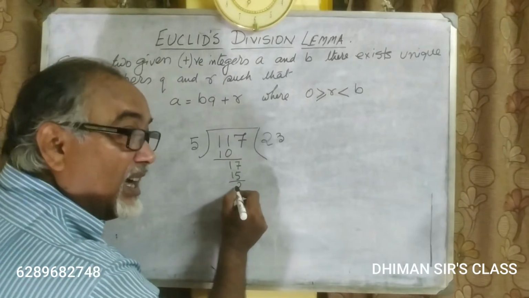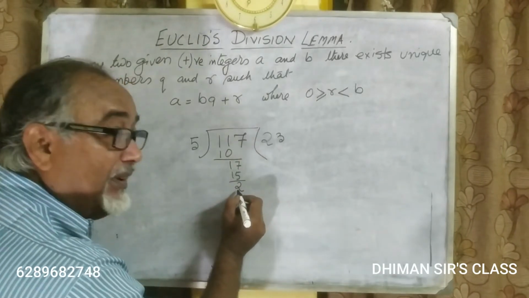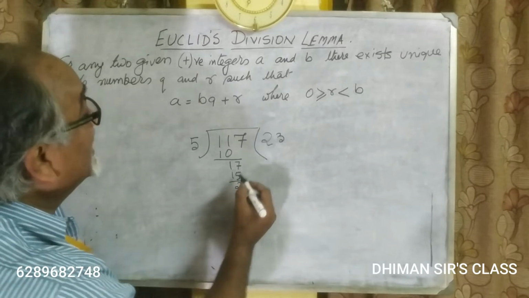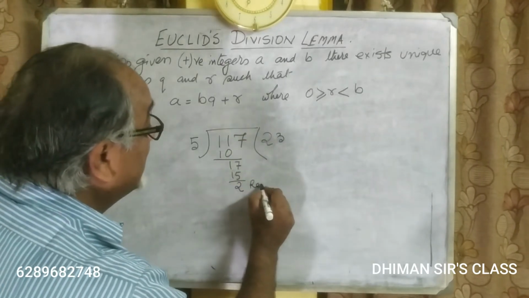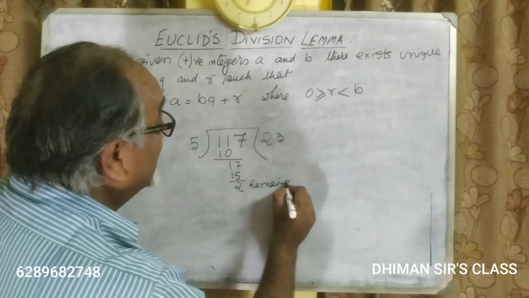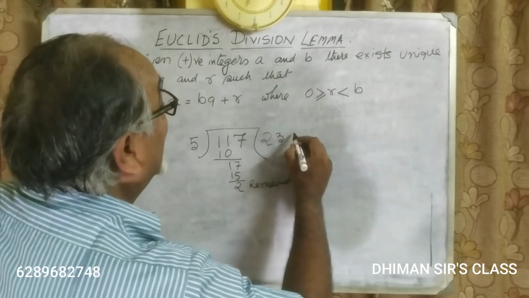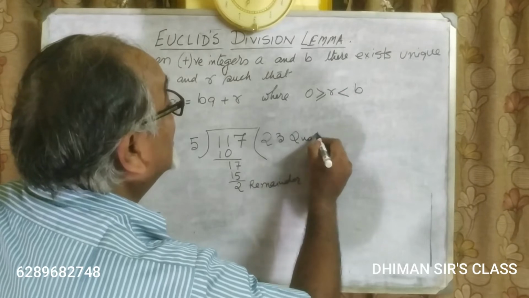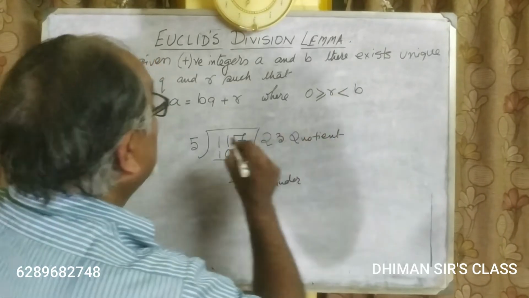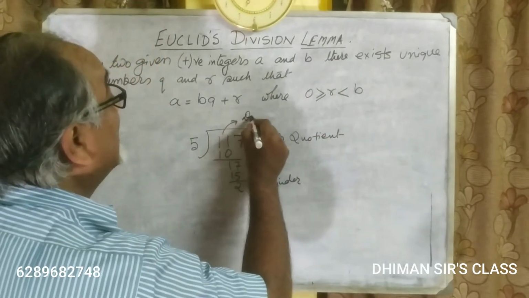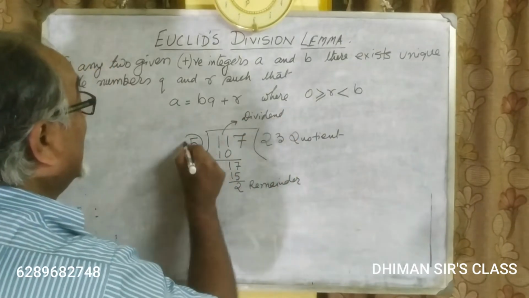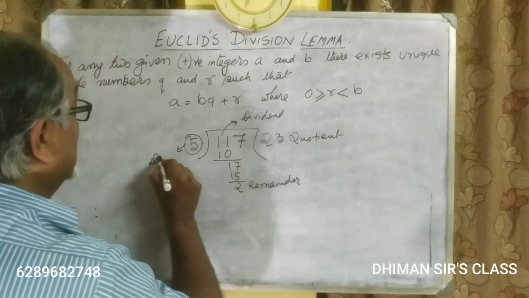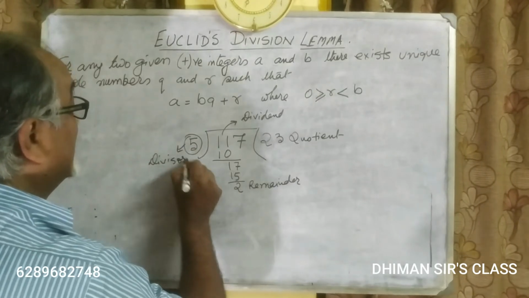And this is the remainder now. No more dividend it will be called, because there is nothing else to be brought down. So it is the remainder. It is the quotient. It is the dividend. And it is the divisor.